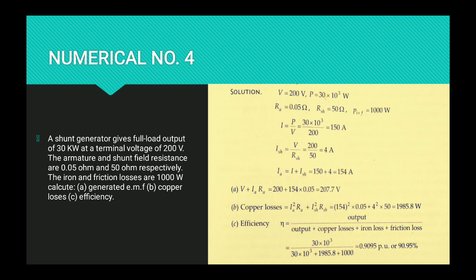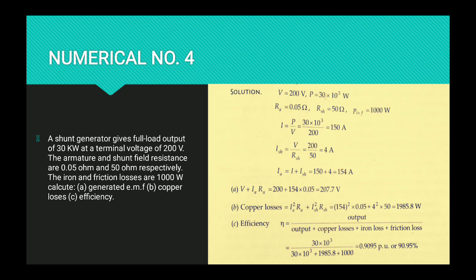So now the generated EMF, according to the KVL, EG equals to V plus IA RA, that is 200 plus IA, that means 154 into RA 0.05, equals to 207.7 volt, that is the induced EMF or generated EMF.